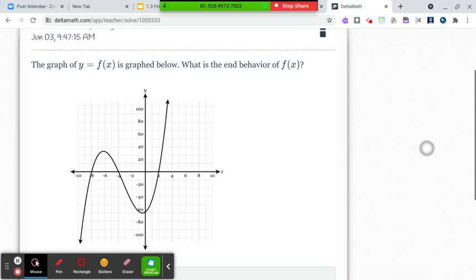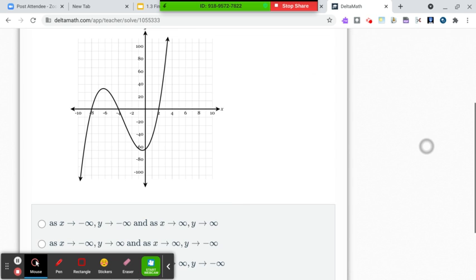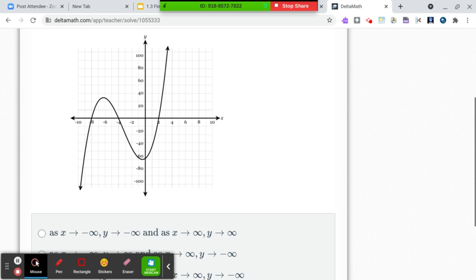Okay. So let's look at this example here. As x is going towards positive infinity, where do you see your y values going? Positive infinity. Good. And as x is going towards negative infinity, where do you see your y values going? To negative infinity. You got it.